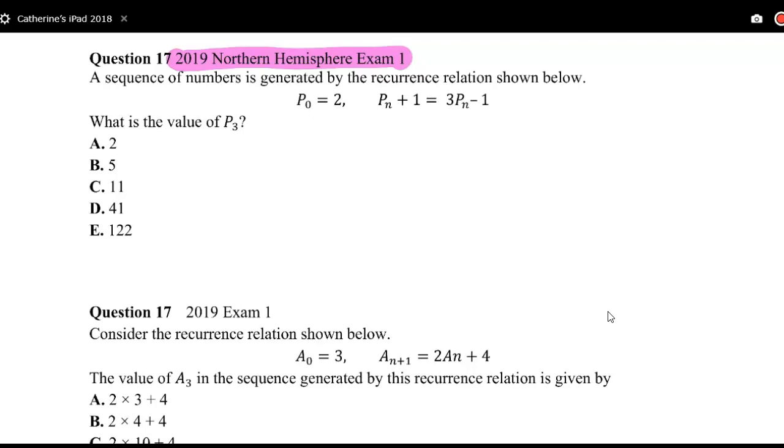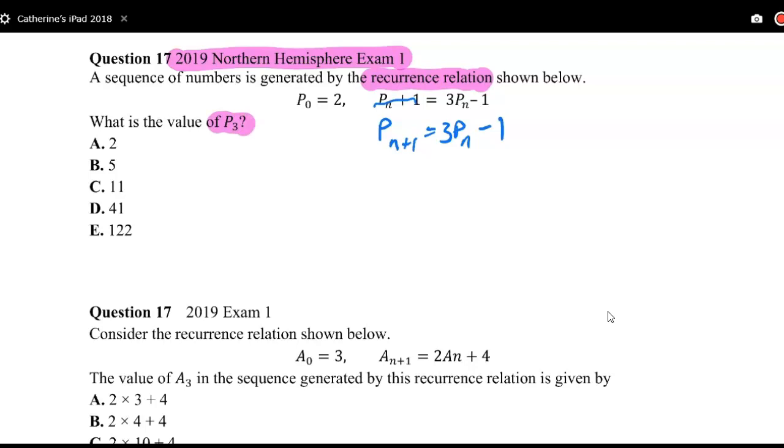A sequence of numbers is generated by the recurrence relation below. Just realised I didn't quite write that correctly. So the initial term is 2, then our rule relating them is 3 times Pn take away 1. So let's go through and figure this out. We are looking for the value of P3.